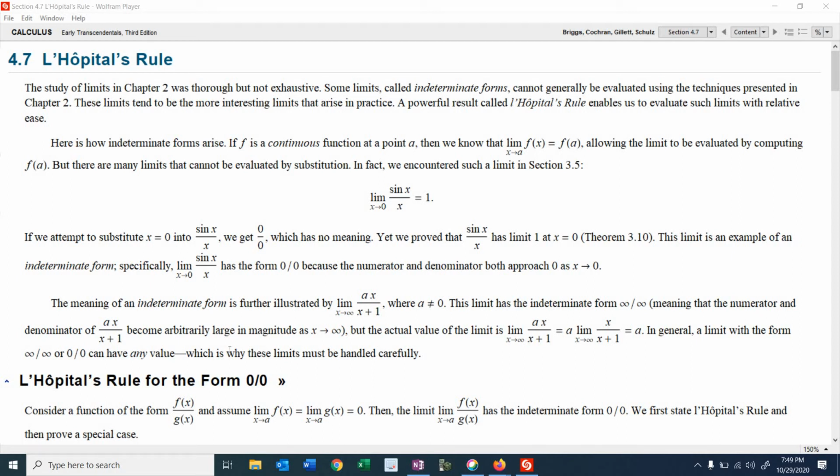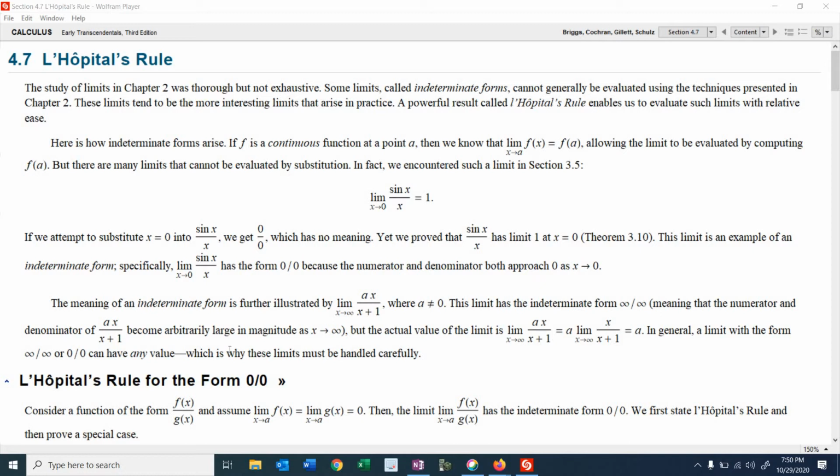Hello again. In this video, we're going to begin talking about the material from section 4.7, which is on L'Hopital's rule. Now, we're actually going to return to a subject that we talked about in chapter 2, which was on limits. And you may remember that in that chapter, we occasionally ran into these limits that had these indeterminate forms of like 0 divided by 0, or maybe plus or minus infinity divided by infinity.